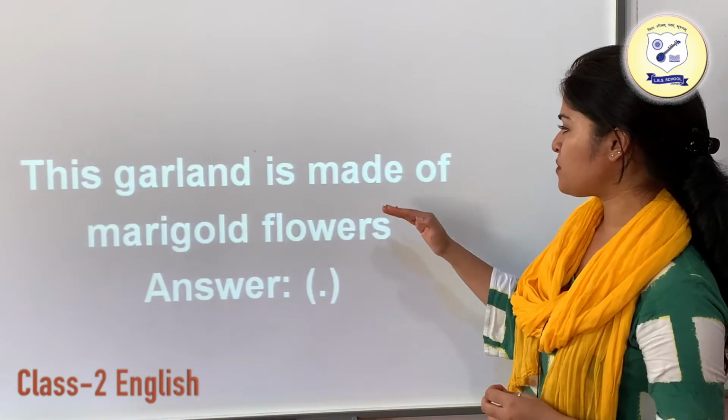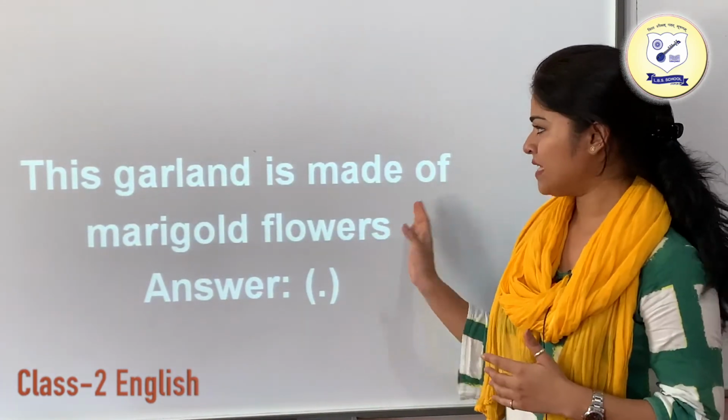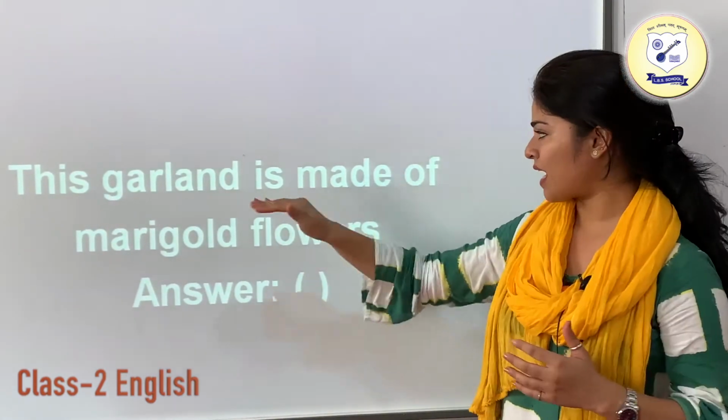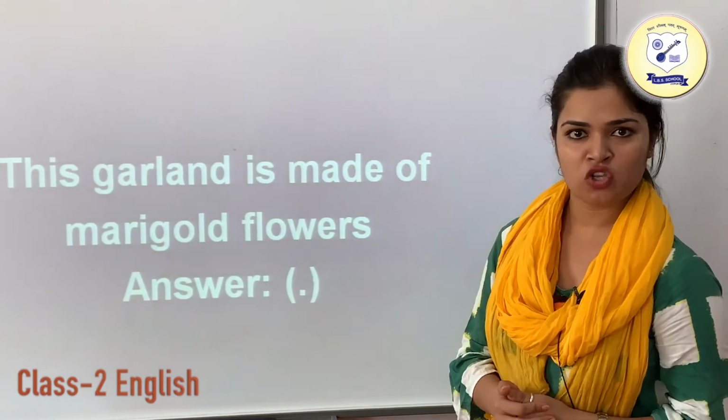This garland is made of marigold flower. Again this is your sentence, because we are just indicating what the garland is made of. Marigold flower. So again we are going to put a full stop.